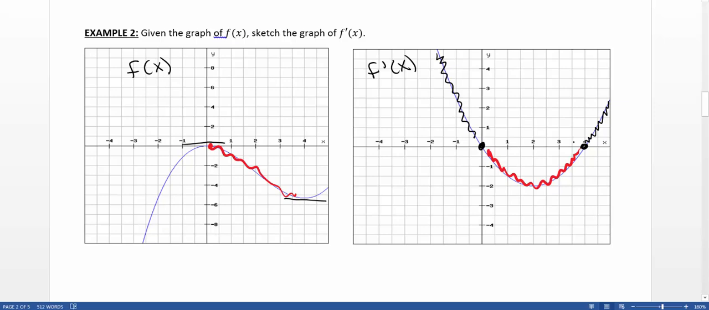I get the general shape from the graph by looking at slopes of various tangent lines to try to match up where approximately they'll be. But in general, my derivative function should look like a u.